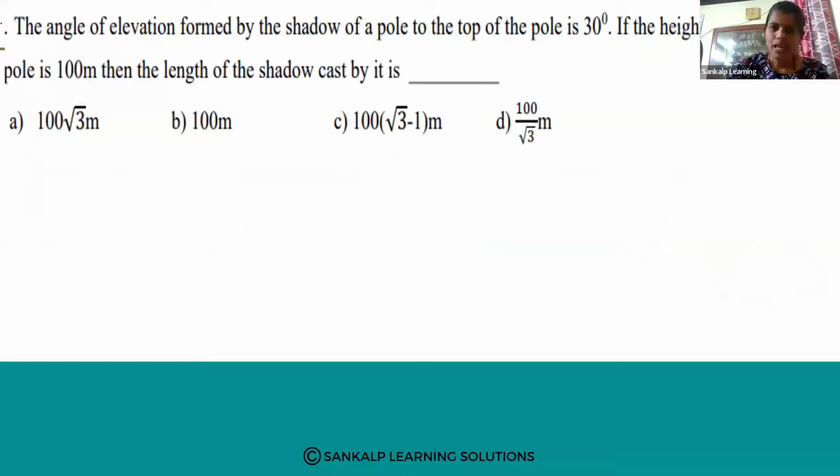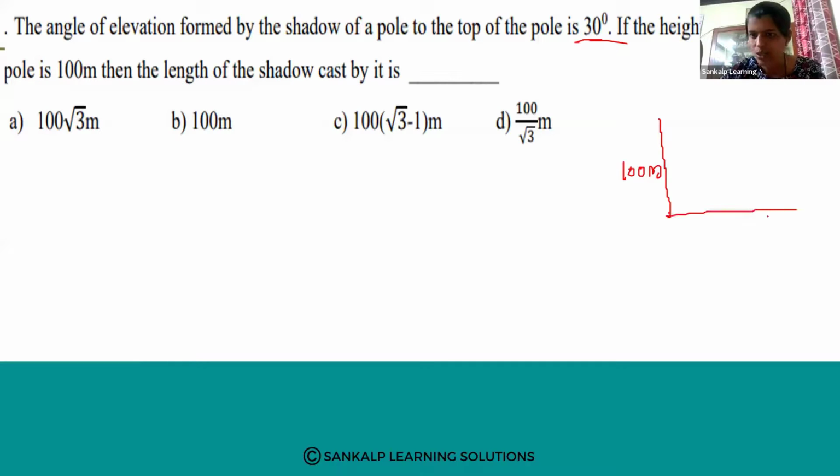So, observe carefully. The angle of elevation formed by the shadow of a pole is 30 degree. That means angle of elevation is 30 degree. Height of the pole is 100 meter. See, this is 100 meter. This is pole. Height of the pole is 100 meter. And we need to find out the length of the shadow.